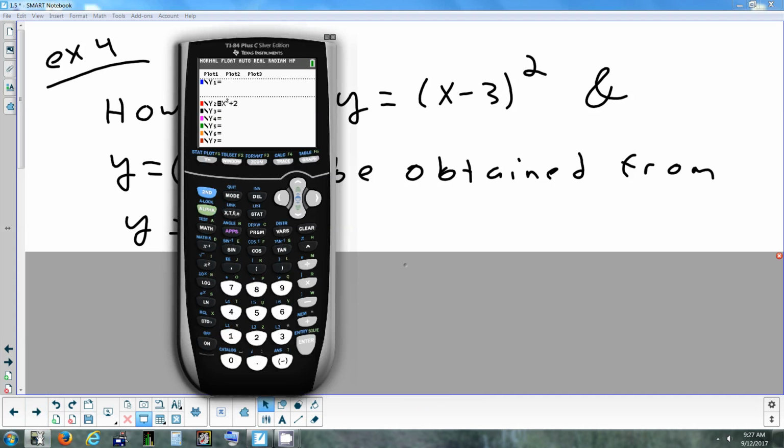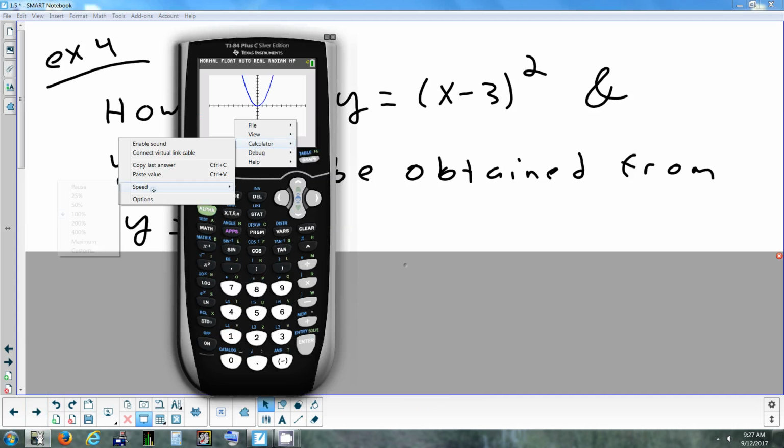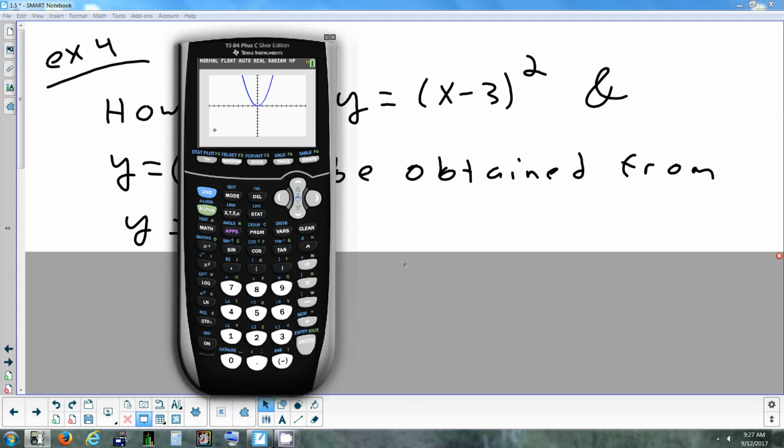So, whoops, I didn't want to get rid of that. So we got x squared. Now let's do x minus 3 squared. Okay, so there's the original. There's the new one. Which way did it shift? It shifts to the right.